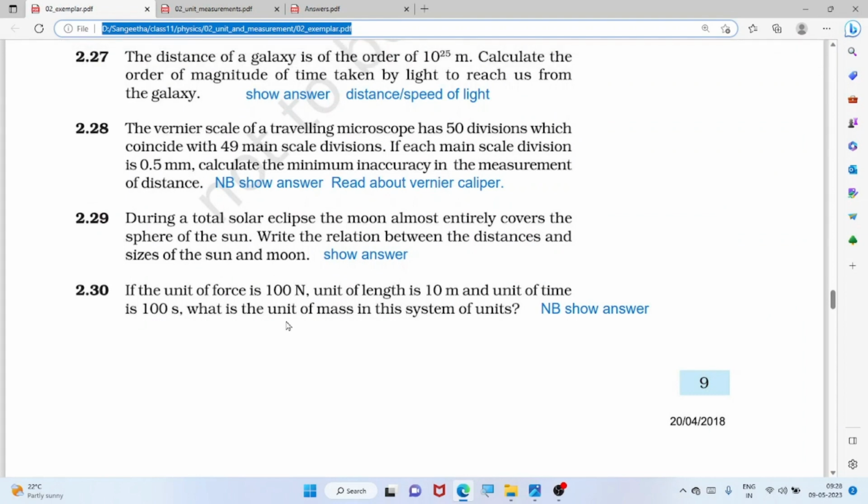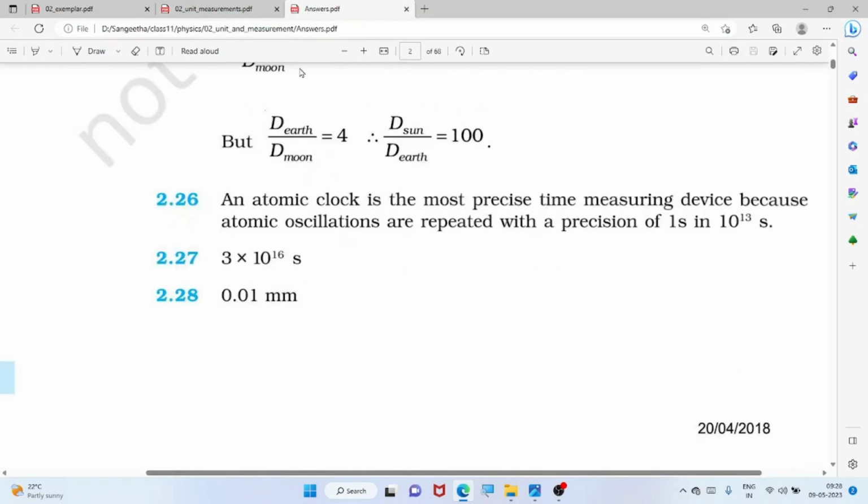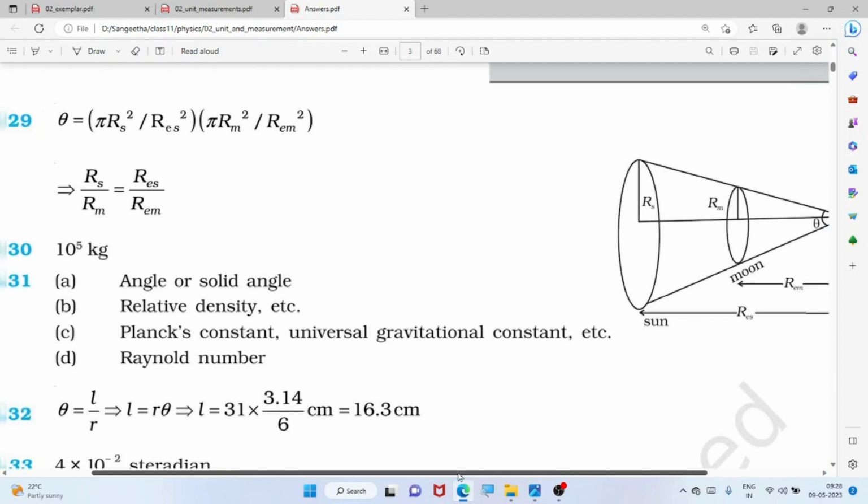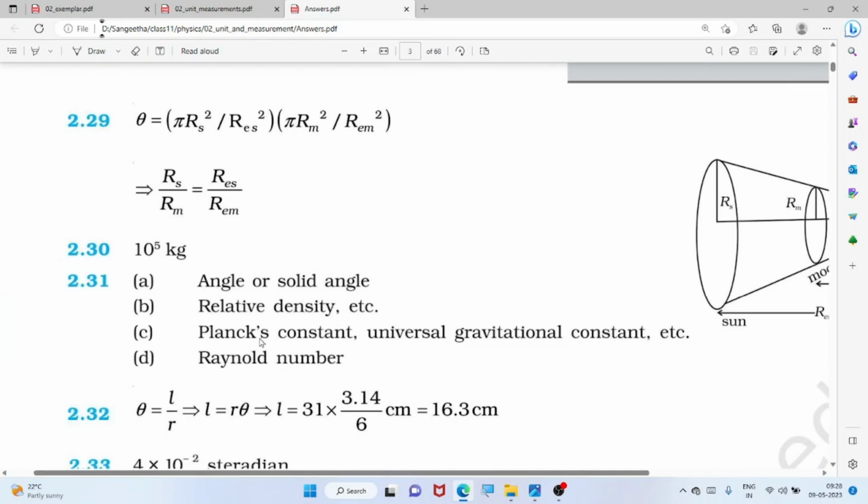During a total solar eclipse, the moon entirely covers the sphere of the sun. Write the relation. This moon and sun, they have given the relations, so you can go through it.